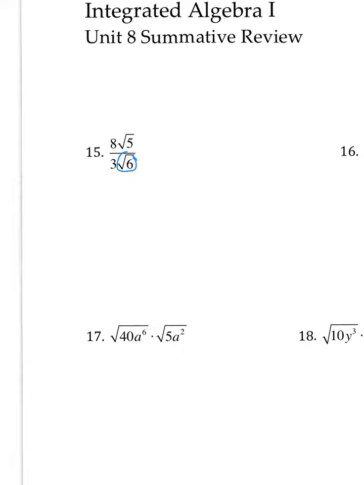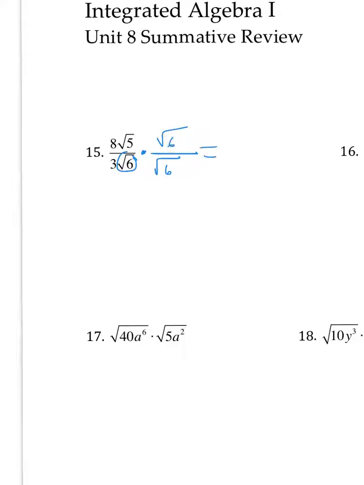So what needs to happen is I got to get rid of the radical. So see if you can think before I say it what I have to do. I hope you were thinking, Mr. Lordson, you need to multiply top and bottom by square root of 6.